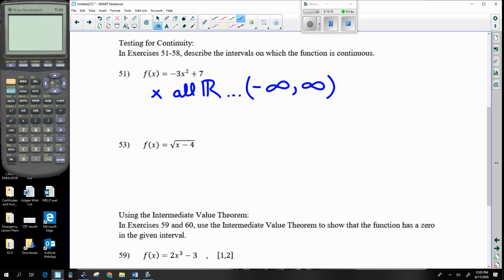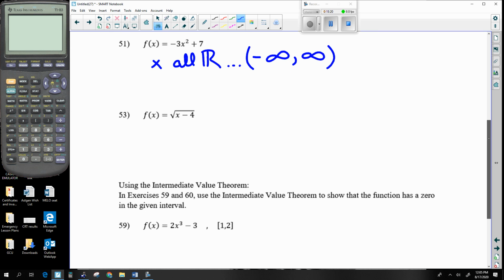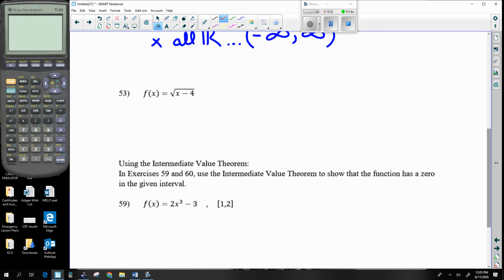Okay. And again, what I'm looking for, like where is it continuous, is illegal mathematics. And so what I'm noticing on number 53 is that this has to be greater than or equal to 0. The inside has to be greater than or equal to 0. You can't have a square root of a negative. Not necessarily x, I'm sorry, I misspoke. But the inside has to be greater than or equal to 0. So that means x has to be greater than or equal to 4. So that would be 4 to infinity.